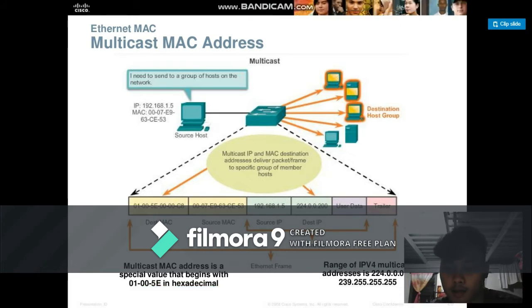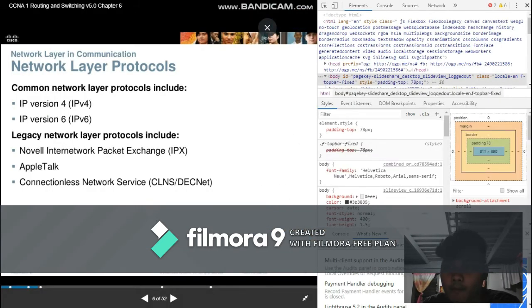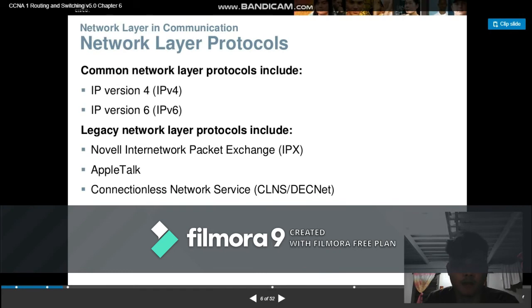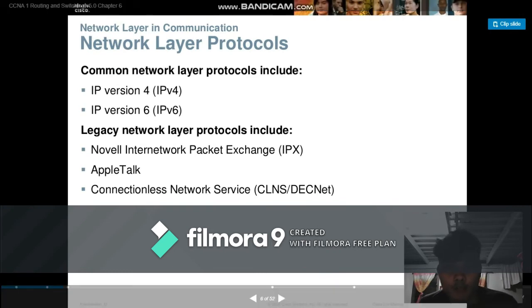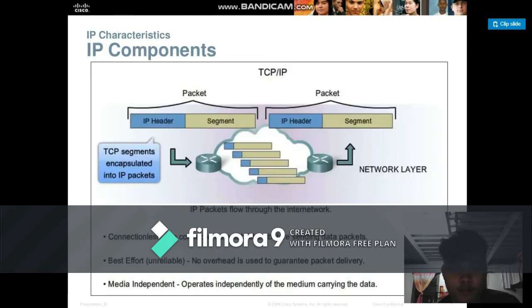So let's proceed to the next chapter. We have the network layer protocols for chapter 6. Common network layer protocols include IPv4 and IPv6. Legacy network layer protocols include Novell Internetwork Packet Exchange, AppleTalk, and Connectionless Network Service.